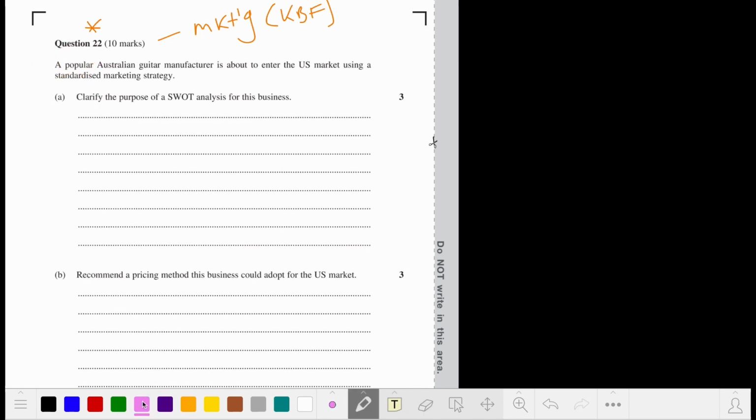So let's make that a little bit smaller. The thing I'd like to remind you of, or tell you for the first time, depending on how many times you've been here, is that every question in a stimulus like this is super deliberate. So if it says something like popular, that is going to feed into the question in some way. It's an Australian guitar manufacturer and it's about to enter the US market using a standardized marketing strategy.